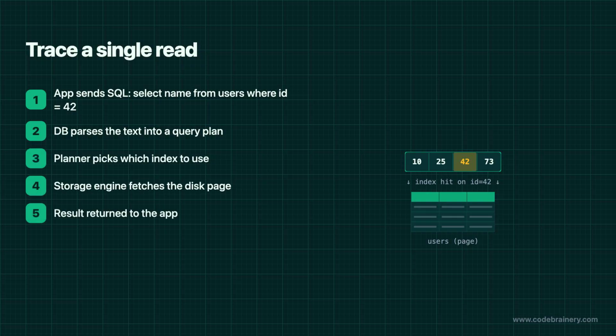Watch what happens when you read. Your app sends a SQL query, something like, select name from users where id equals 42. The database parses that text into a structured plan. The query planner picks which index to use. The storage engine fetches the relevant disk page, then sends the result back. 5 steps, all in milliseconds. And every other database operation, writes, joins, aggregations, follows the same shape.